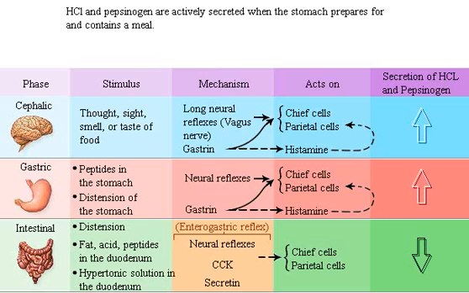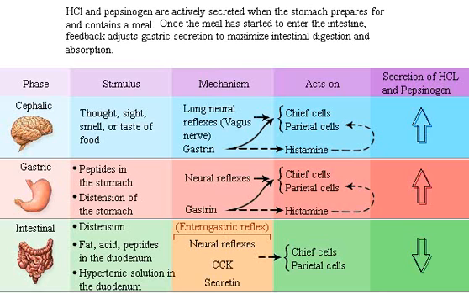Hydrochloric acid and pepsinogen are actively secreted when the stomach prepares for and contains a meal. Once the meal has started to enter the intestine, feedback adjusts gastric secretion to maximize intestinal digestion and absorption.